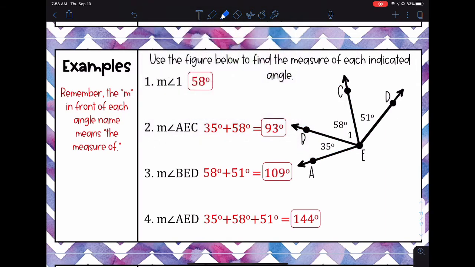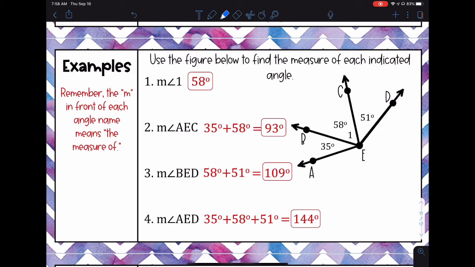Okay, now let's do another one. It says BED. So it's asking me for all of this in here. That's everything it's asking me for. BED. So I would take 58 and 51, I'd add them together, and you get 109. 58 plus 51, 109. Hopefully that makes sense.